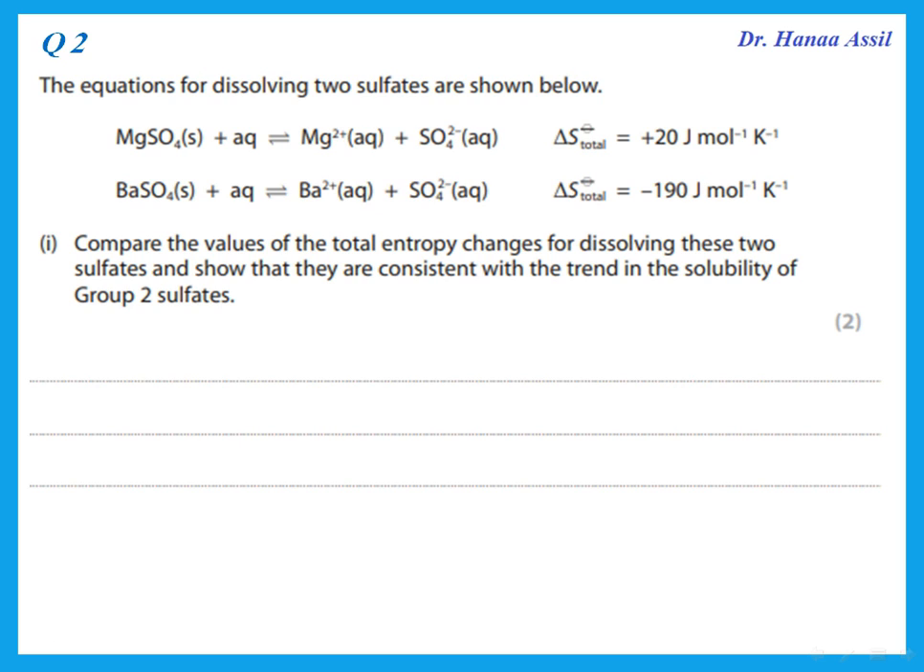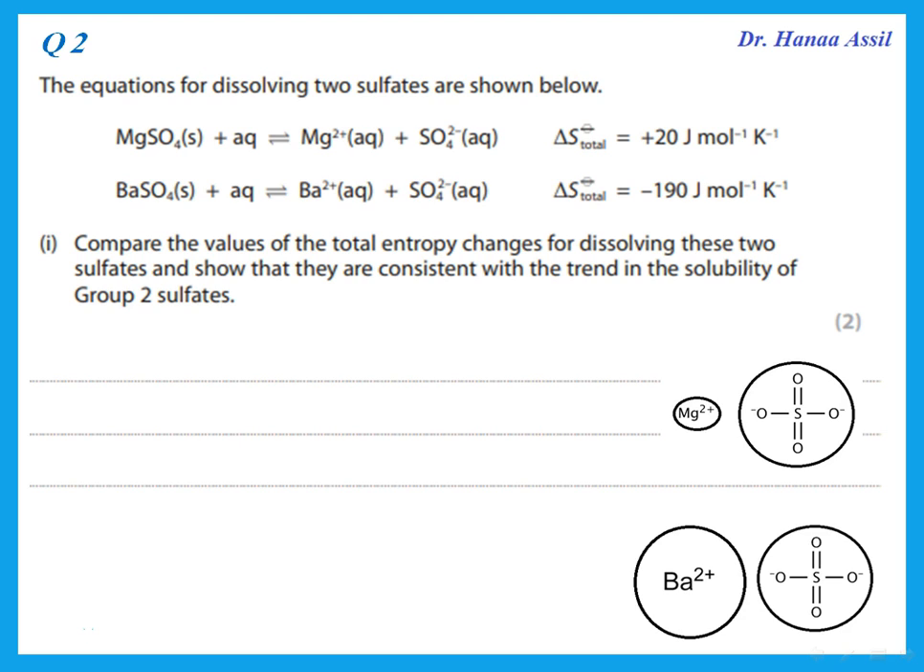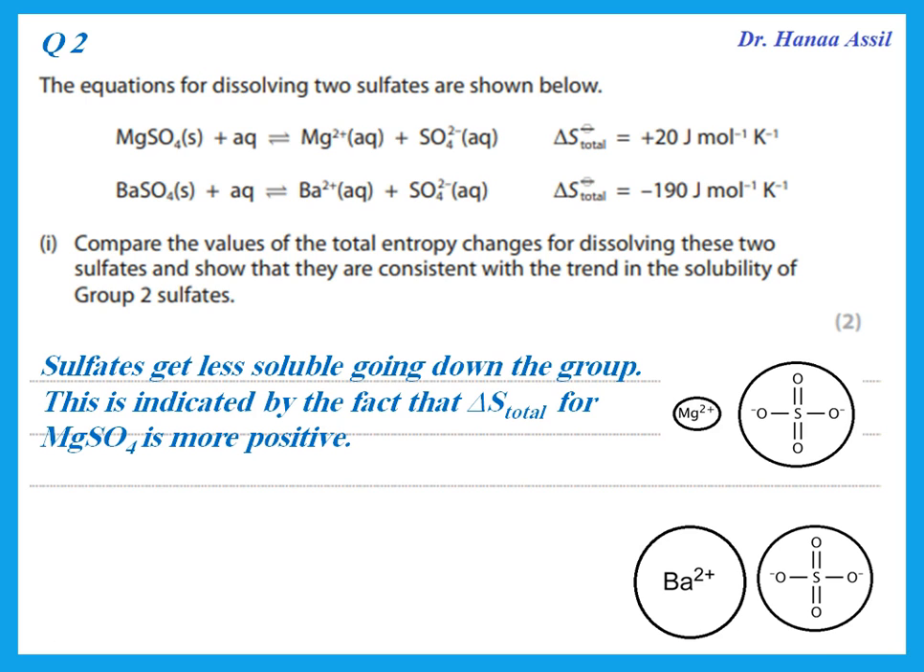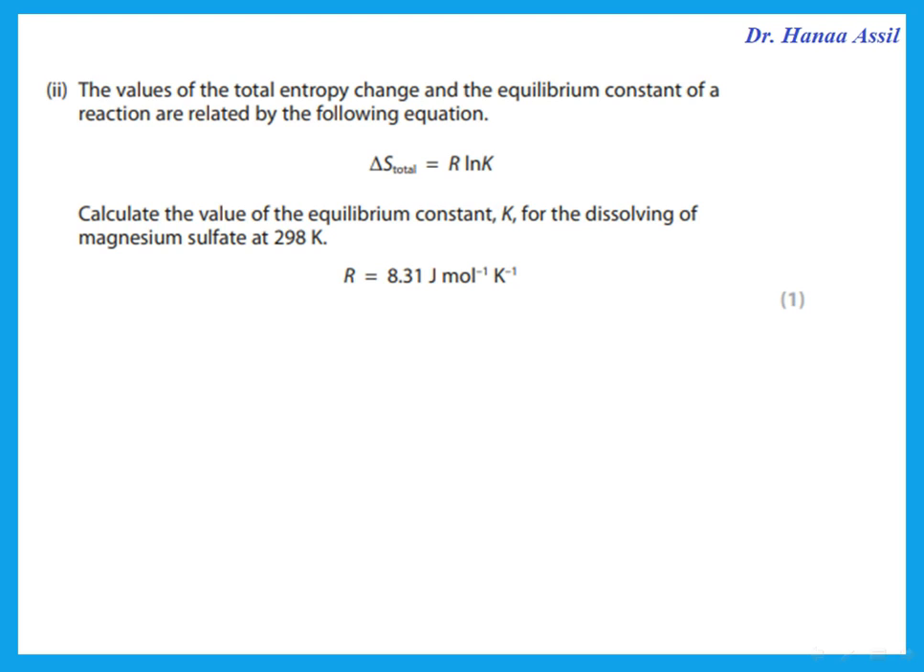I want to remind you that in A2 you are expected to remember the things we learned in AS. So in AS we talked about solubility of magnesium sulfate and barium sulfate, and we said as we go down the group, the sulfates become less soluble. So the magnesium sulfate will dissolve easily, and this is shown by the delta S total, which is a positive value, while the barium sulfate, going down the group, is less soluble, and this is indicated by the delta S total, which is a negative value.